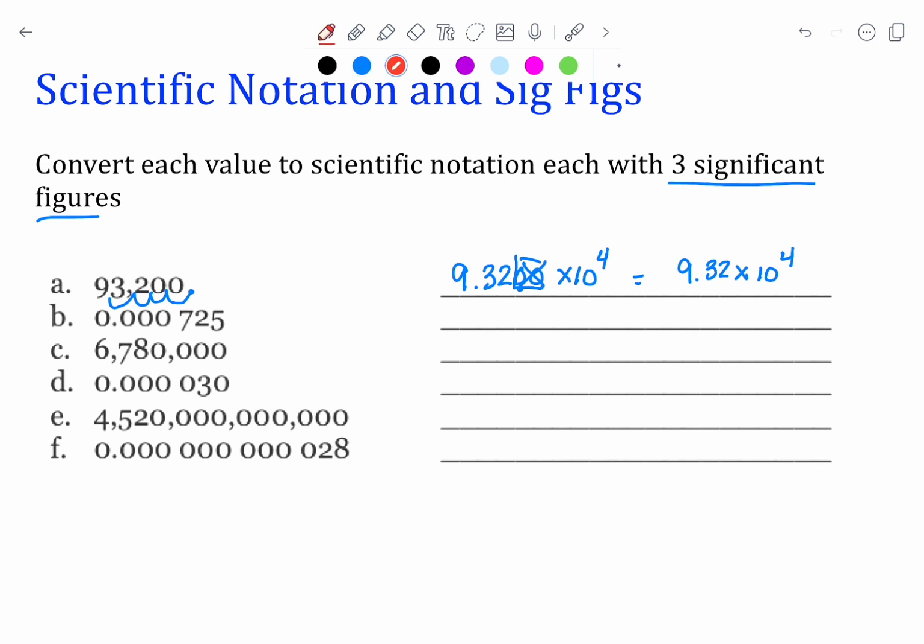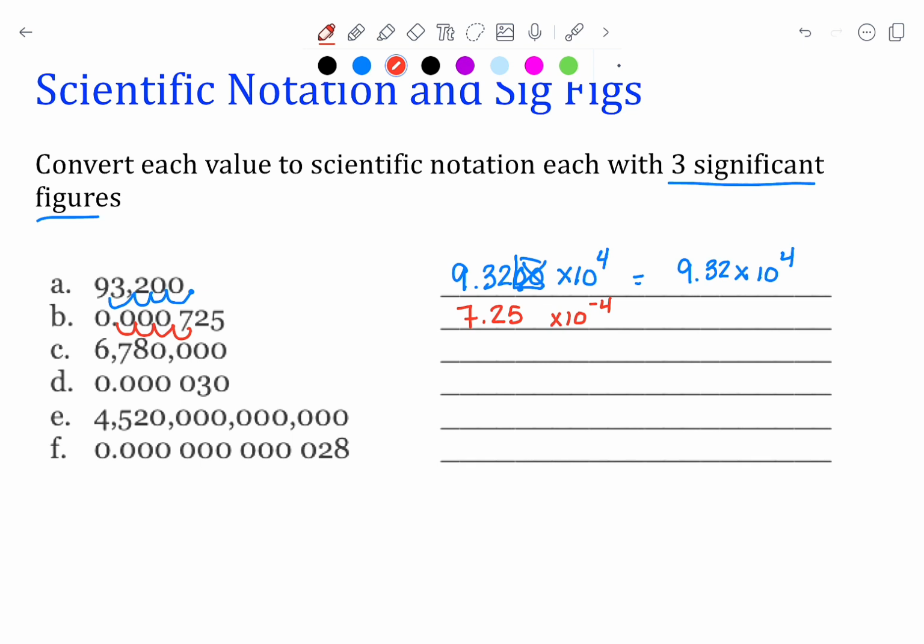Next up, we have 0.000725. So I'm moving my decimal place 1, 2, 3, 4 places. This time I'm going to the right, so I know my times 10 is going to be negative, and it's going to be 4 because I moved my decimal place 4 times, which gives me 7.25 times 10 to the minus 4, which already has 3 significant figures in it.